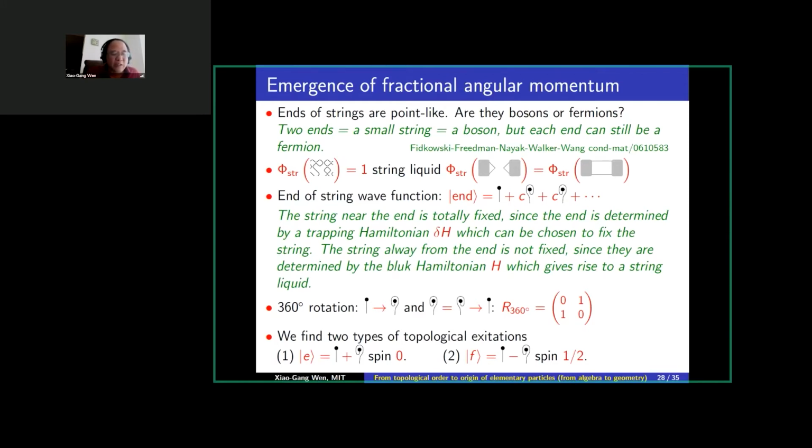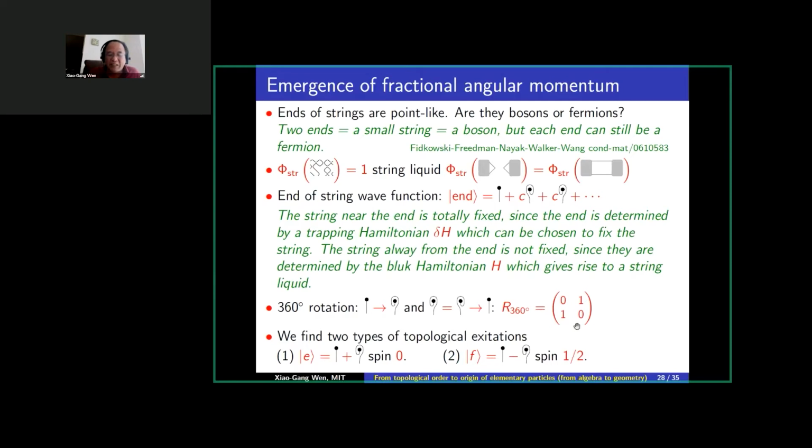When we do this 360 rotation, you go from straight to hooked. And hooked can never go back to straight by string fluctuation. We have to do a 720-degree rotation for the double hooked to go back to straight. Okay. So this really says that the string end has two sectors. The 360-degree rotation is given by this 2x2 matrix: straight goes to hooked, hooked goes back to straight. It's this one. So therefore, we have a very strange representation of the O2 rotation group.